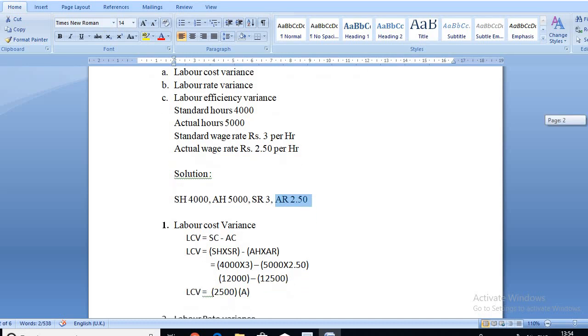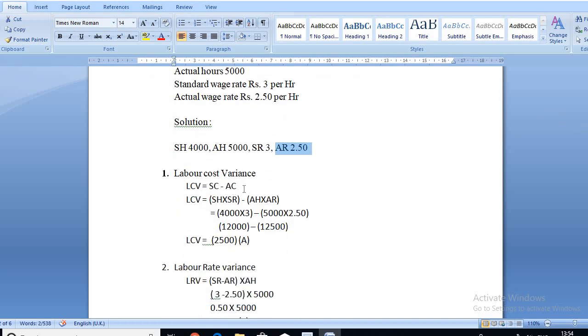Now apply formulas. The first formula, labor cost variance, will be standard cost minus actual cost. So how to calculate standard cost? Standard hour multiplied by standard rate, minus actual hour multiplied by actual rate. Standard hour is 4000 hours, standard rate rupees 3, actual hour 5000 hours and actual rate 2.50. Now the standard cost will be 12,000 rupees and actual cost will be 12,500. So 12,000 minus 12,500, the negative figure 2,500. This will be adverse.